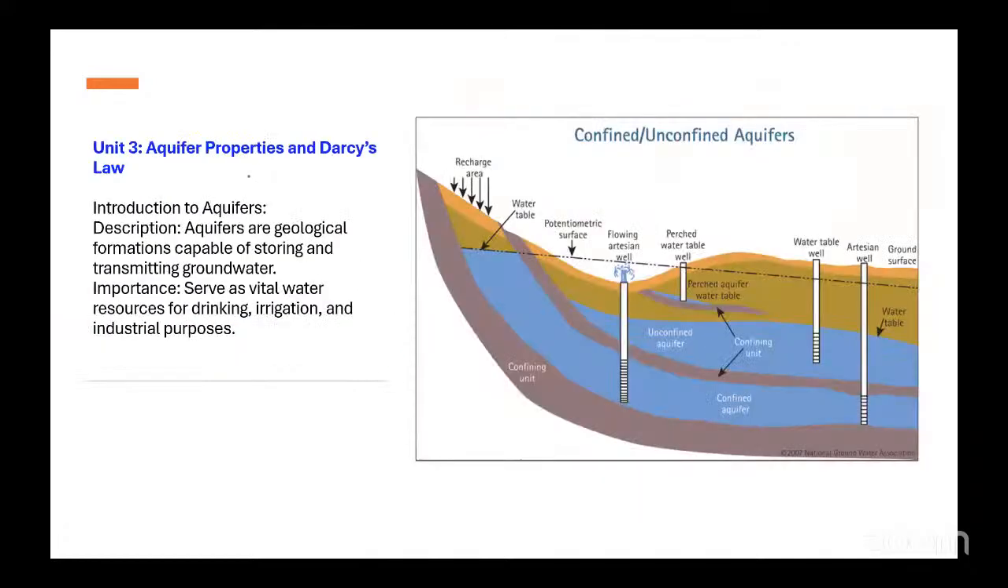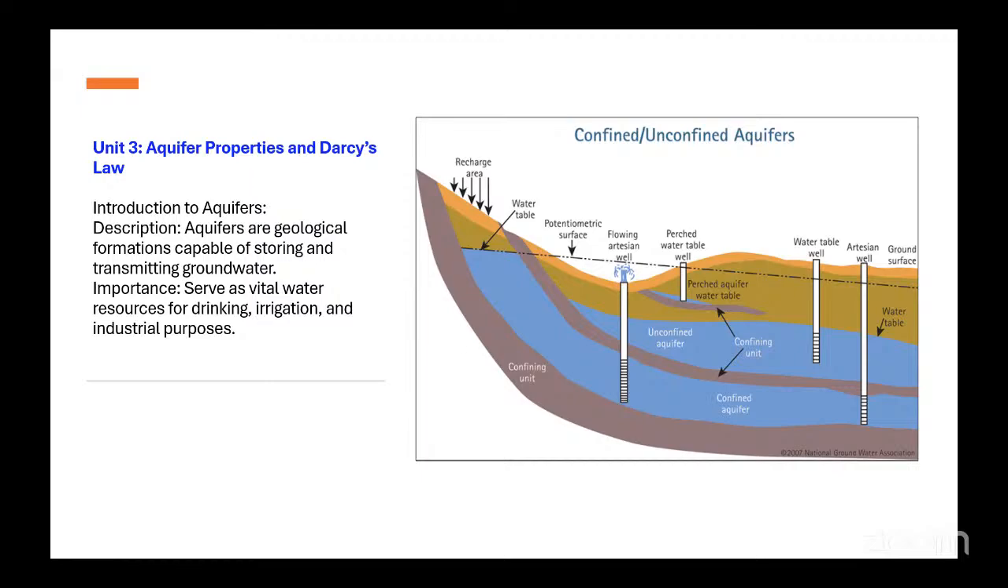Next, Unit 3, Aquifer Properties and Dorsila. So what is an aquifer we have seen and how many types are there? Confined and unconfined. What is unconfined and what is confined we have seen in the previous slides. Now we'll discuss what the aquifer properties are and whether there is any scientific study related to aquifer properties. These we are going to discuss in these slides.